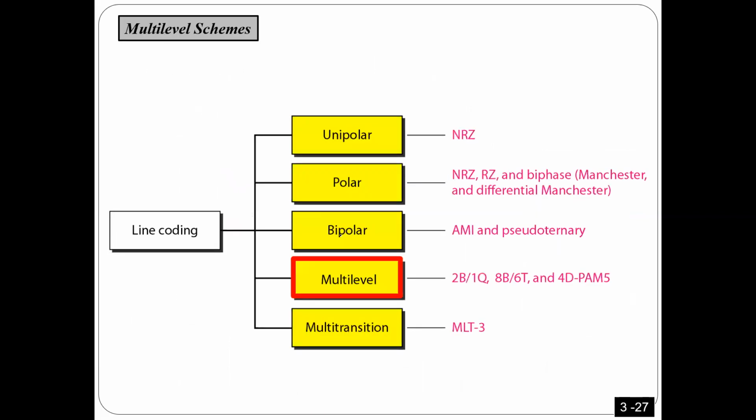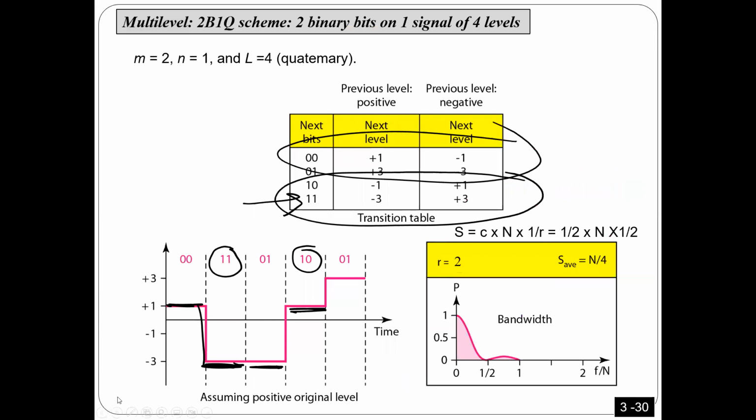Okay. Now I'm going to move to the next one. Next one, multi-level. Always we are looking for high bit rate. We agree on that. One of the ways to have high bit rate is by having multi-levels. Even if you go back to Nyquist, we have log to L. That means if you need high bit rate, one of the things you have to increase is the number of levels you have.